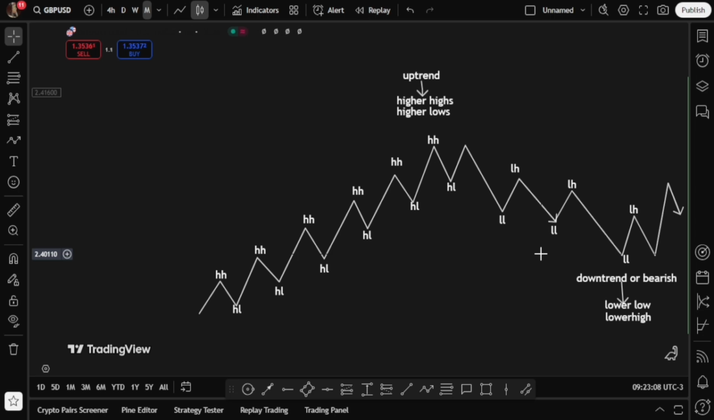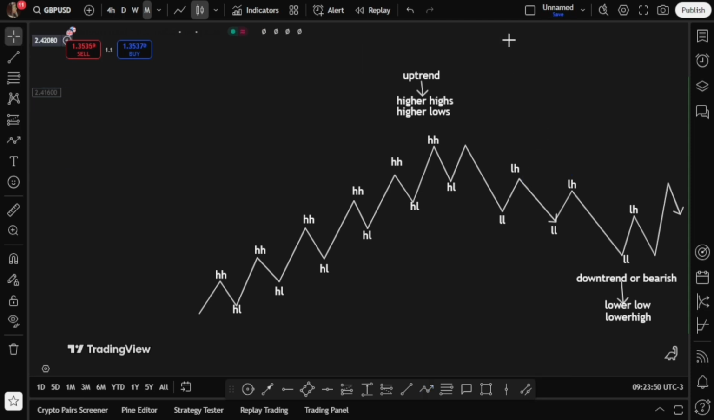Now, where do we take a trade in a downtrend? Remember, we buy low and sell high. Forgive me for that. So now you can clearly see that in a downtrend, we wait for price to create a lower high. We take our entries at the lower high of that trend, right.